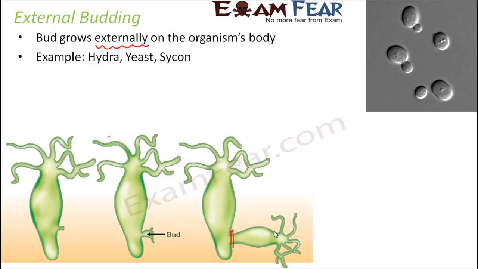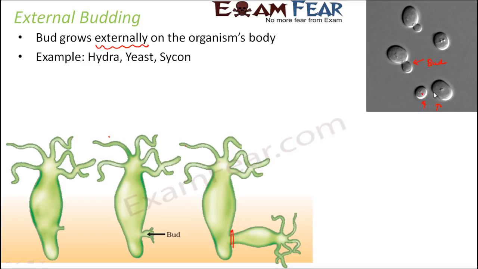Similarly, if you talk about budding in case of yeast, yeast also shows budding where you have an external bud. This is the bud, and as this bud grows, it finally separates from the organism. As you see here, the bud has separated from the parent yeast and it has grown up as a different individual. But there is also another option with this bud.